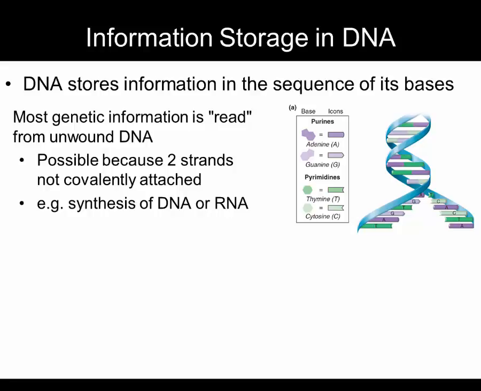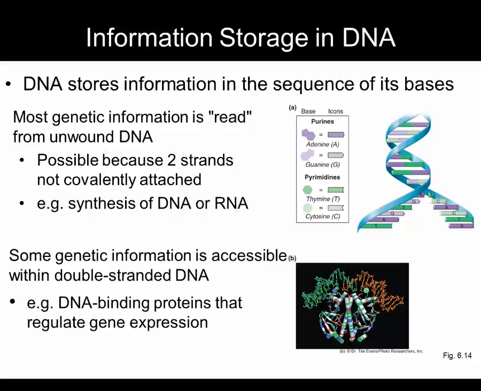Oftentimes, this reading is done by using the DNA as a template to synthesize a new piece of DNA or RNA, and we'll get into how these RNA copies are read in a later lecture. Not all ways of reading DNA require unwinding, though. For instance, there are proteins that bind double-stranded DNA and control whether nearby genes can be expressed.